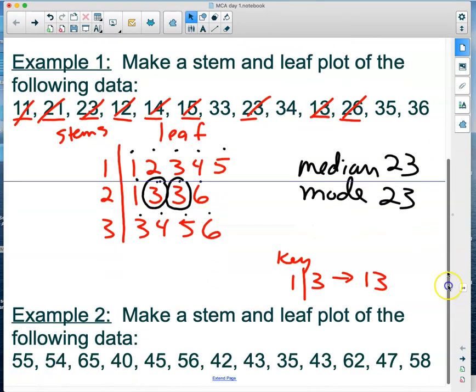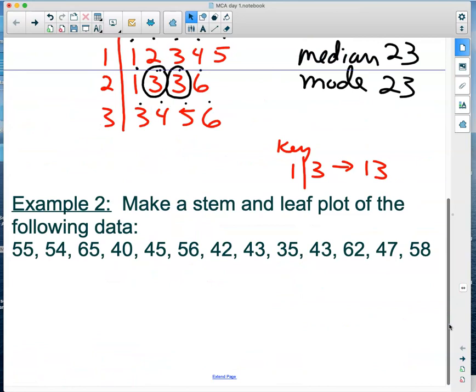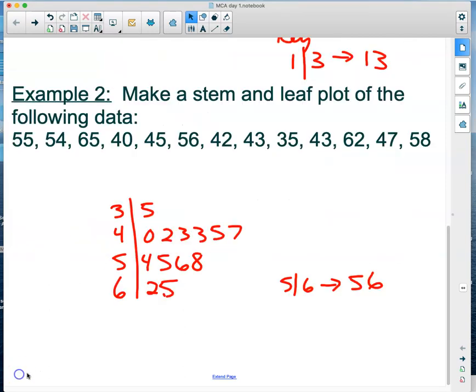So for example 2 down here, I want you to go ahead and pause the video and make a stem and leaf plot for that one on your own. All right, just giving you that so you have a chance to check it. Again, they'll probably ask you some questions about your stem and leaf plot and what you have.